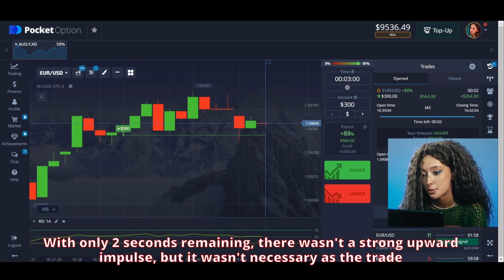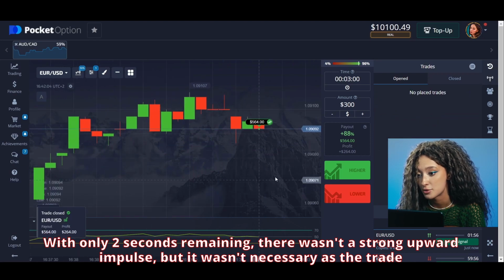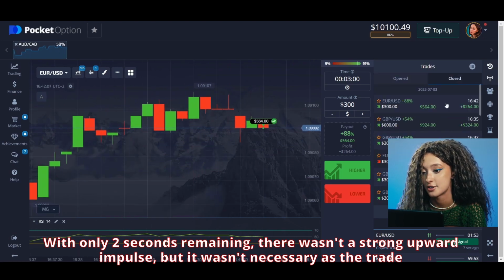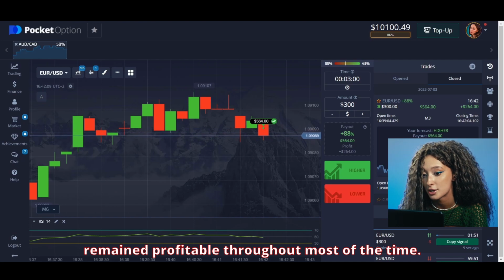With only 2 seconds remaining, there was not a strong upward impulse, so it was not necessary, as the trade remained profitable throughout most of the time.